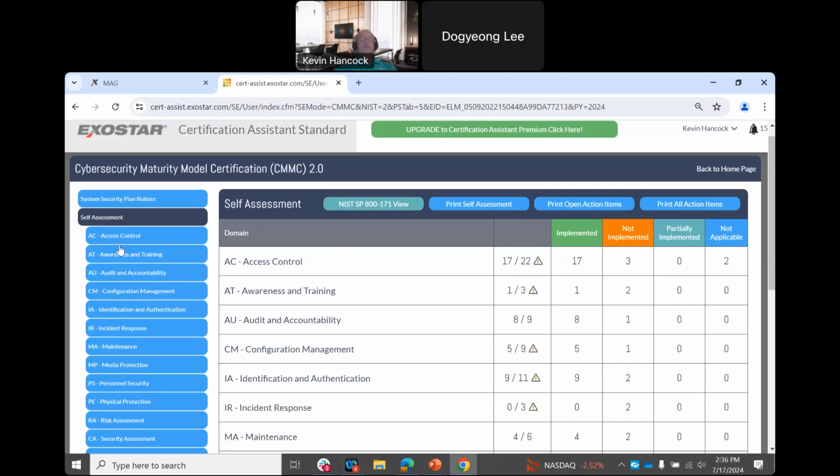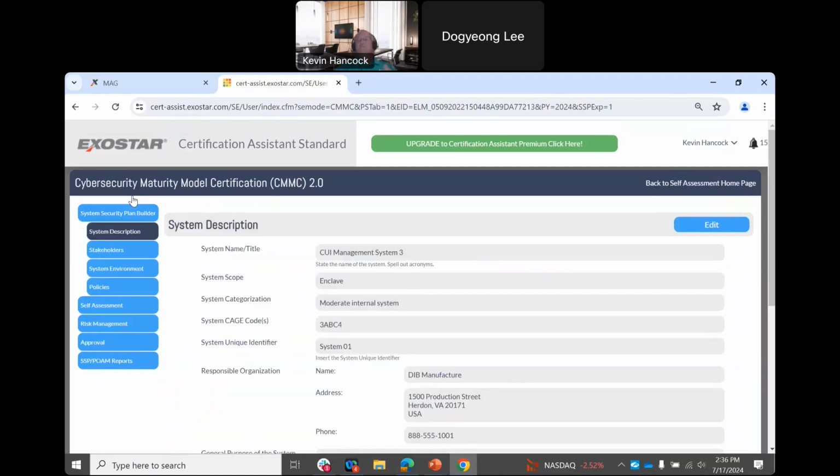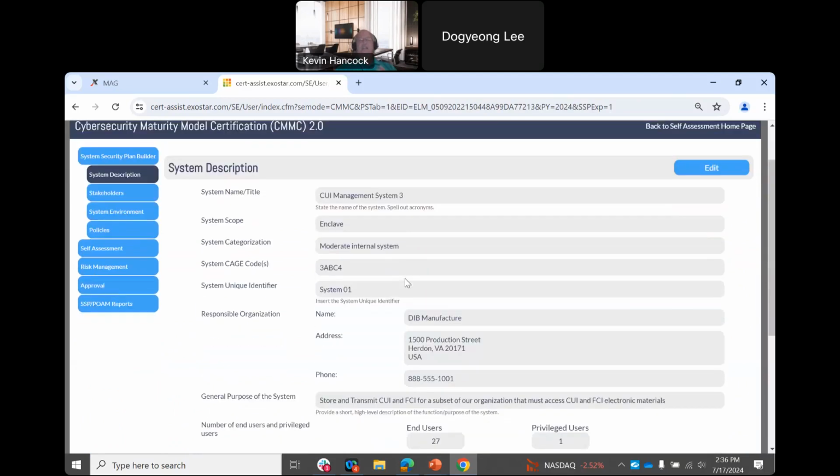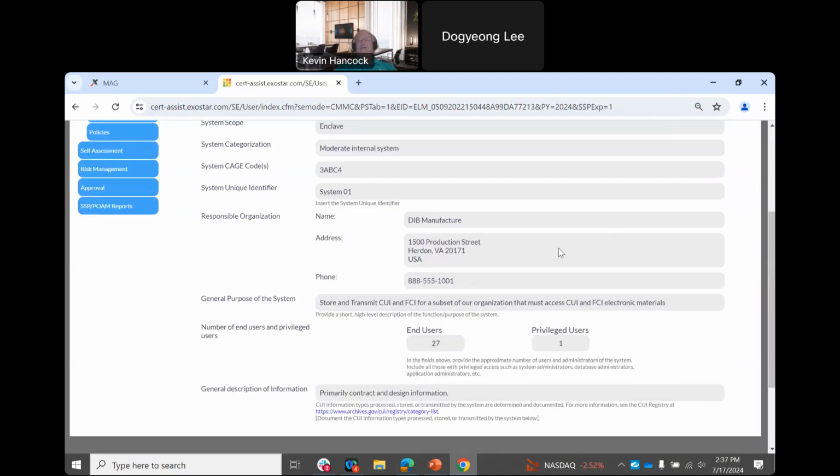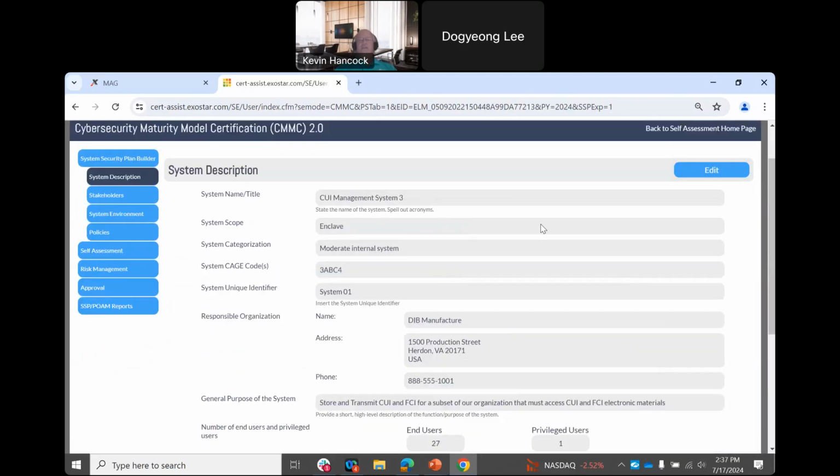So the first thing we're going to go into is the plan builder. And this is where we're going to scope our system, right? So we're going to give it our name. Is this an enclave? So is this just a portion of my business, or is this the entire business, or is this an enterprise? What is my CAGE code? Because that's how I'm going to go into the SPRS system, our name, our address, the number of people we have, the privileged users we have across our system, etc. This will be blank when you first enter into Certification Assistant. You'll fill it out, you'll edit it, if you will, and then you'll save it.